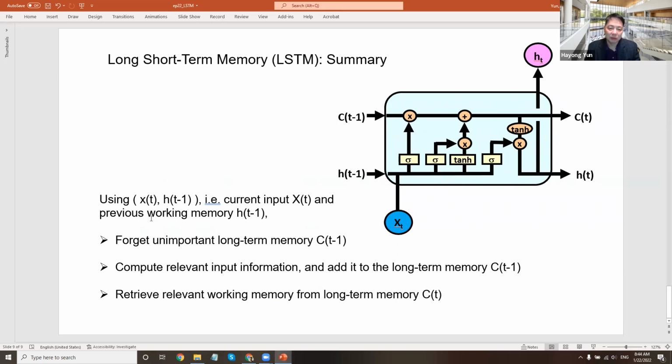Okay. So this was a brief overview of the long short-term memory, which we can use for time series forecasting.